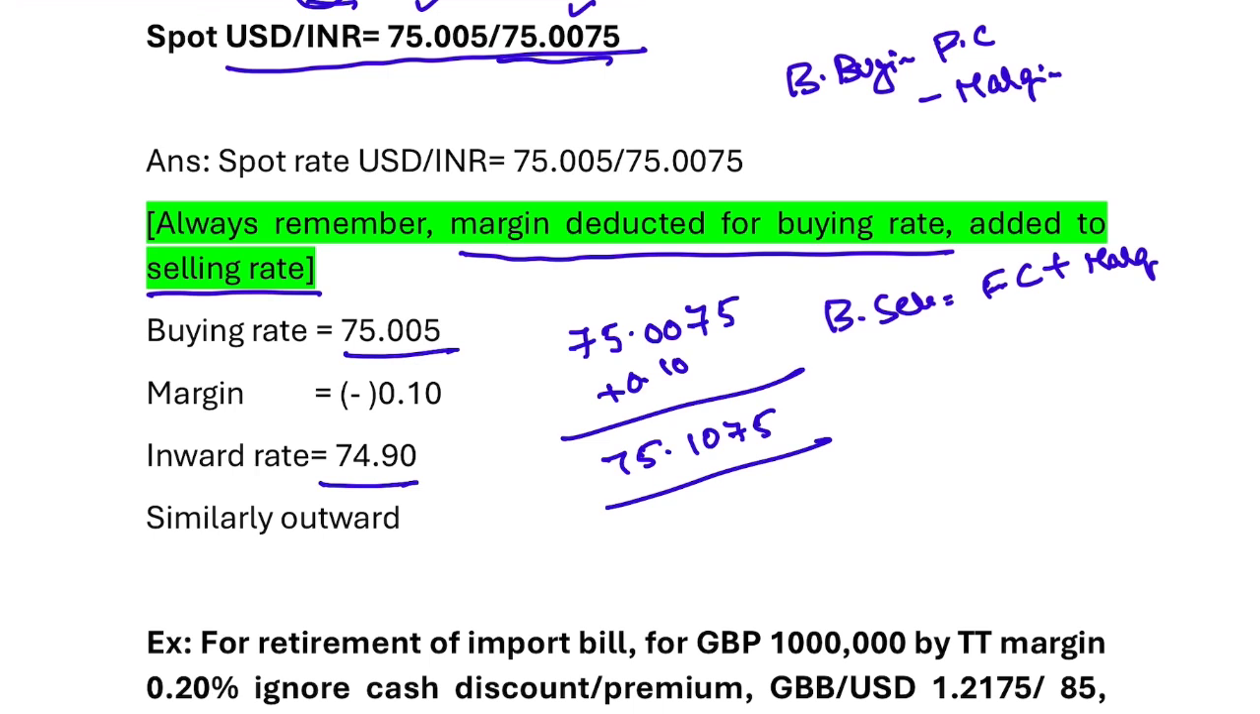This is the outward remittance value. The basic, just the basic. We haven't done anything. Whatever they have given in the problem, we have mentioned that only. We have just added the margin and deducted the margin. Got it? And the next sum.